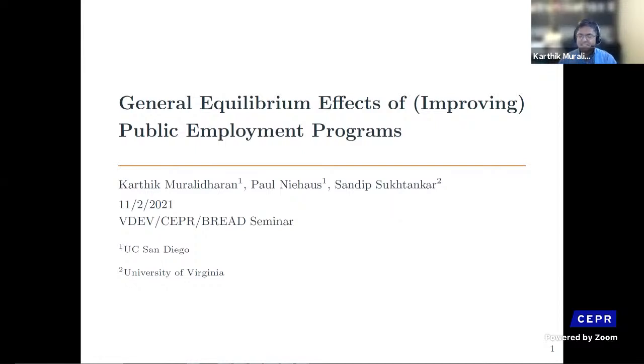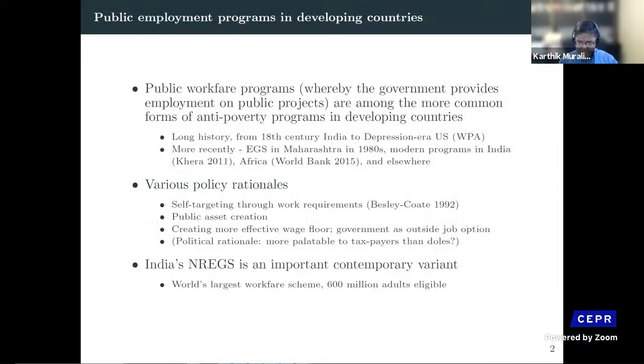Okay. So what's this paper about? If you look at public employment programs in developing countries, where the government basically provides employment on public projects, they are among the most common forms of anti-poverty programs in developing countries. There's a very long history. In 18th century India, if you go to Lucknow, you will see this big mosque there called the Bada Imambada, which was in fact constructed by the king of that time, essentially as a drought relief program.